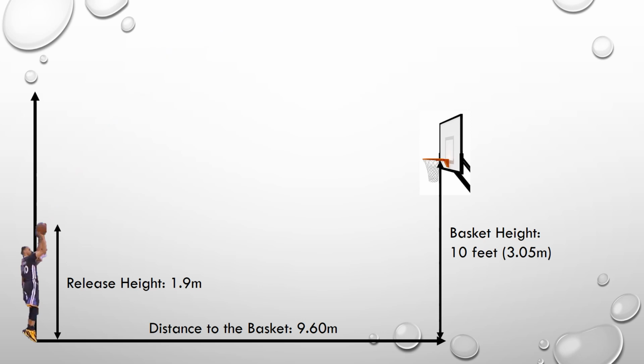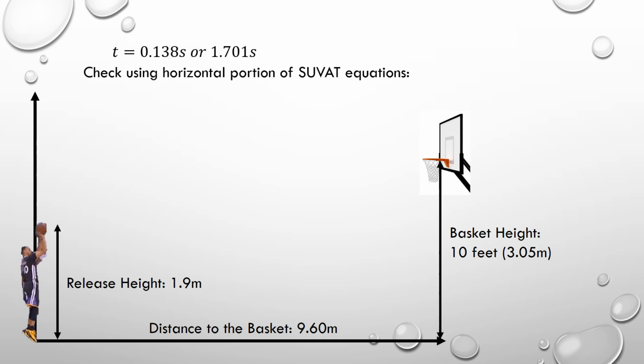We will use the horizontal portion of the SUVAT equations. Recall just now the horizontal velocity of the ball? That gives us an equation for the distance away from Steph Curry that the ball is at a particular point in time. Let's call that d, and it's given by the equation d equals 5.64 t, where t is also time measured in seconds.